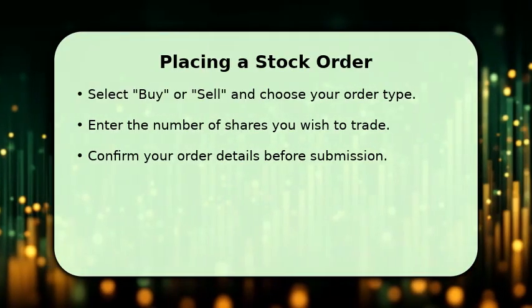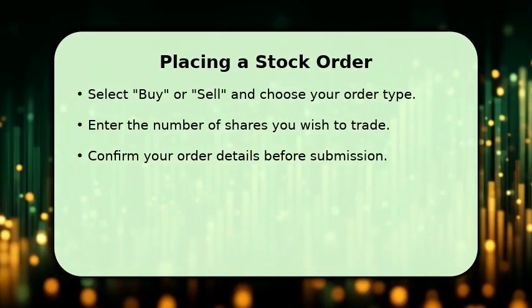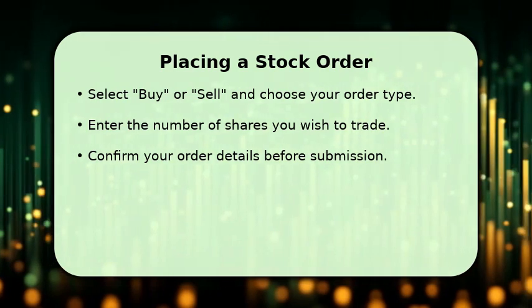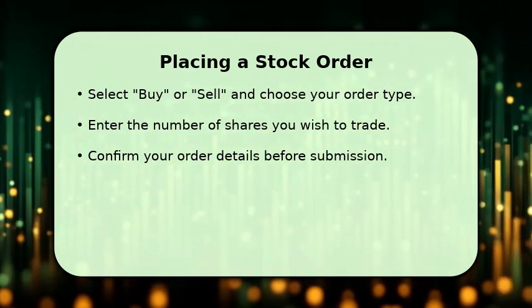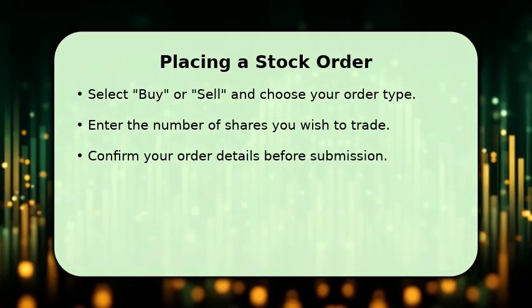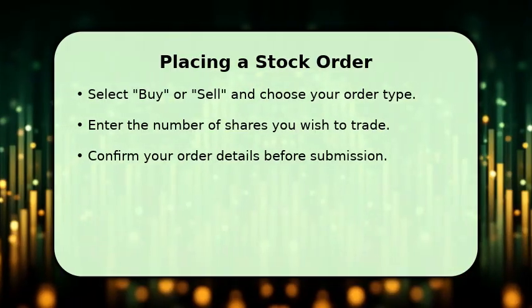Click on the Buy button if you want to purchase shares or sell if you're looking to offload them. Then, select your preferred order type, such as a market order or a limit order. Carefully enter the exact number of shares you wish to trade. Always double-check all your order details before you hit the Submit button to avoid any errors.